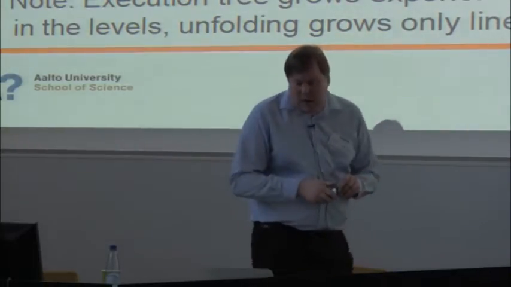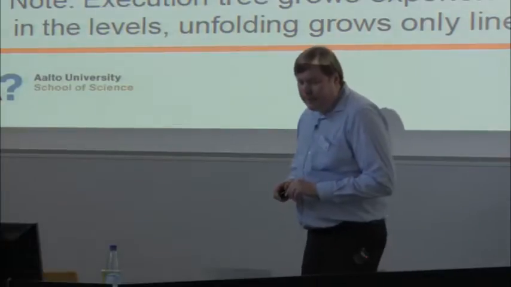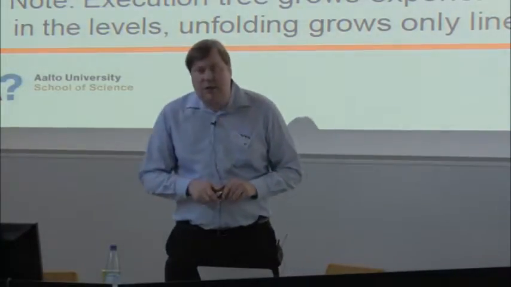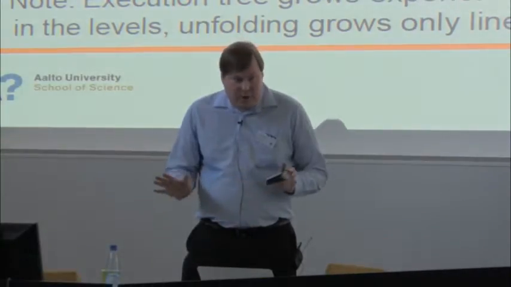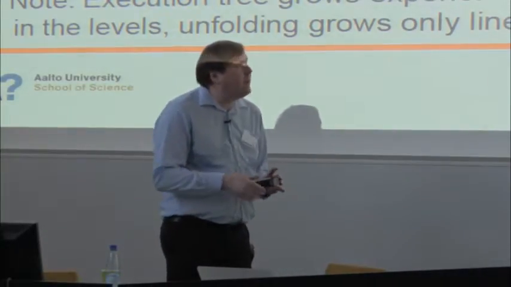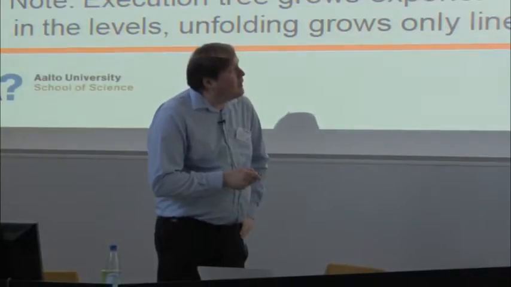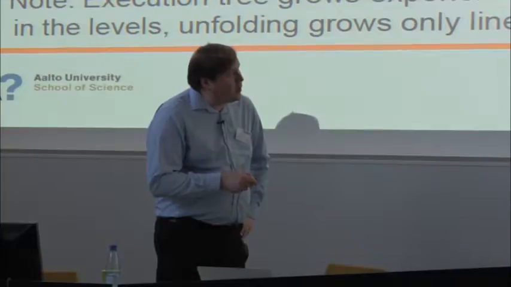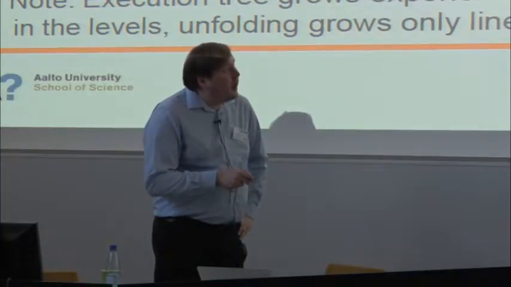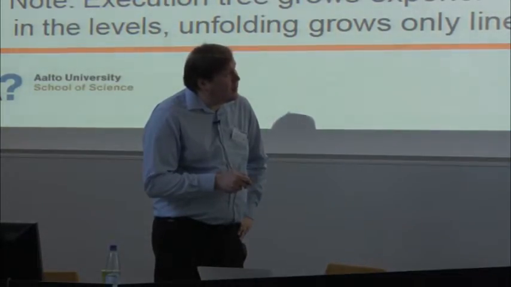Now, if we generate just the execution tree of this Petri net without any partial order reductions, then what we'll have is basically a tree that's going to grow exponentially, and this is going to go on growing larger by the level.